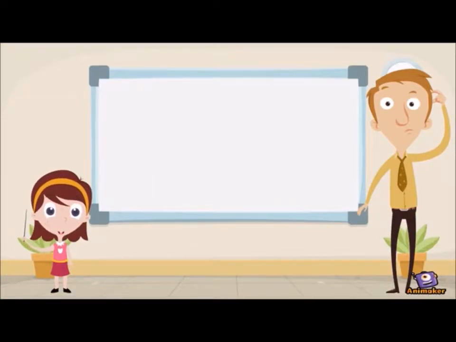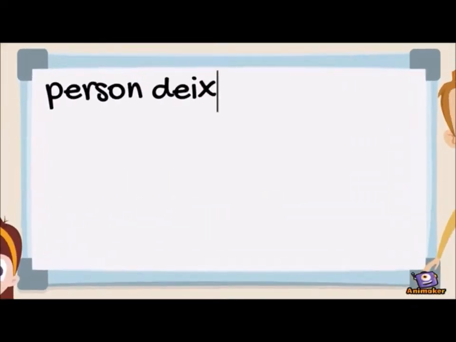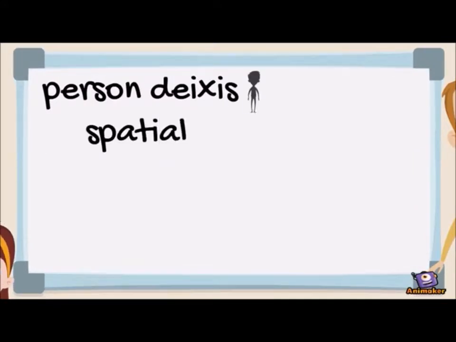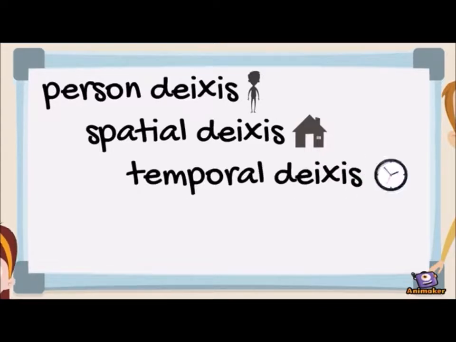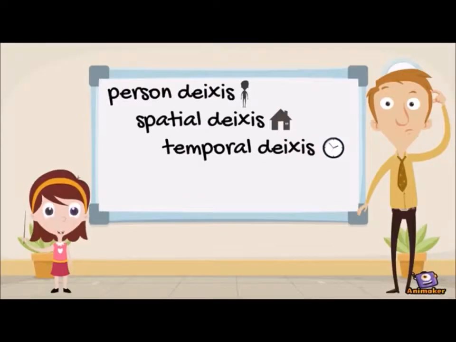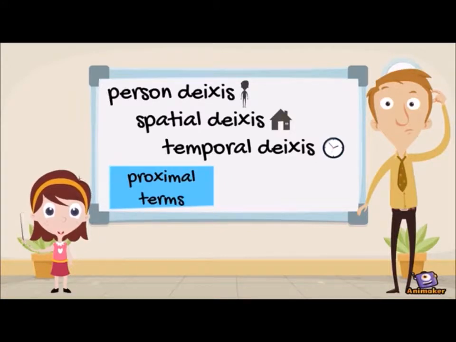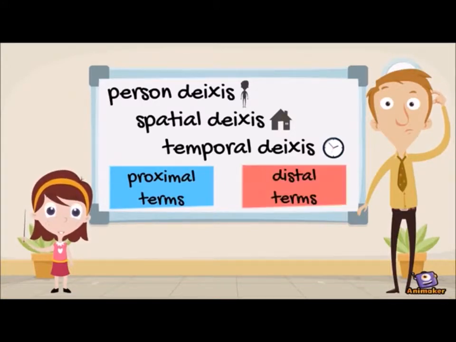There are three categories of deixis: person deixis to refer to people, spatial deixis to refer to locations, and temporal deixis to refer to time. They all depend on the context shared by the speaker and the hearer. These categories can be subdivided, so a deictic expression can either be near the speaker or away from the speaker. Expressions near the speaker are called proximal terms, and expressions away from the speaker are called distal terms. You will see later what that exactly means.